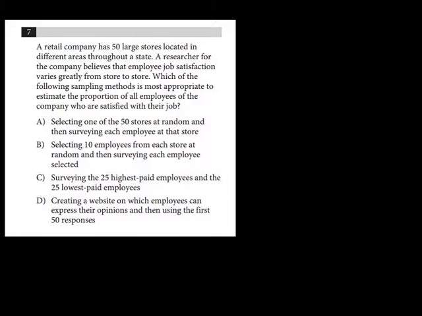So we have A, selecting one of the 50 stores at random and then surveying each employee at the store. B, selecting 10 employees from each store at random and then surveying each employee selected. And C is surveying the 25 highest paid employees and the 25 lowest paid employees. And D, creating a website on which employees can express their opinions and then using the first 50 responses.